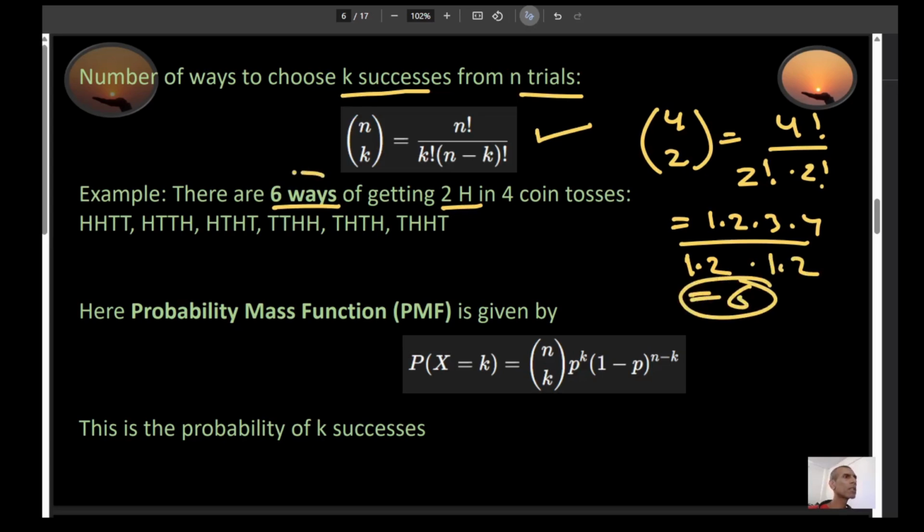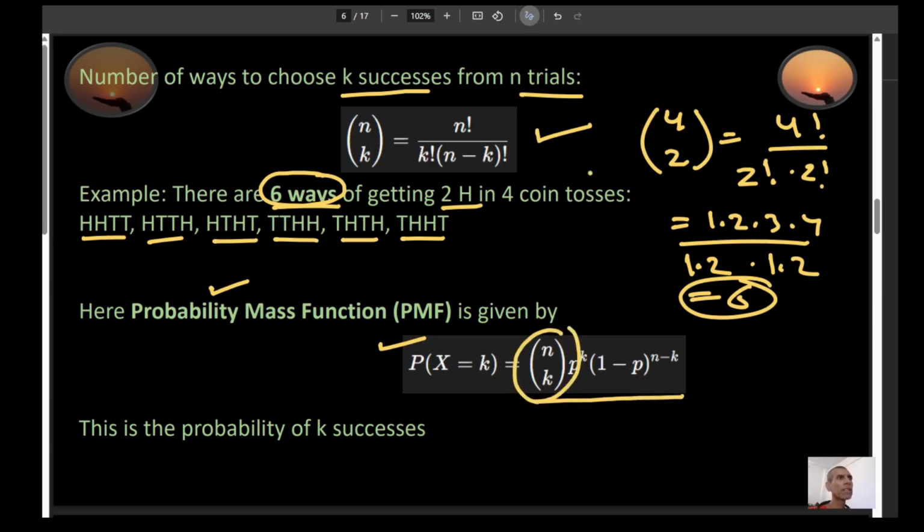So there are 6 ways of getting 2 heads in 4 coin tosses. These are your possibilities right here: head head tail tail, head tail tail head, tail tail head head, and this one and this one. You can see that there are a total of 6. Now here, my PMF, which is also called the probability mass function, is given by this expression. So the probability of getting X equal to k, in other words, the probability of getting k number of successes, would be given by this expression. This one right here is the same as this right here.